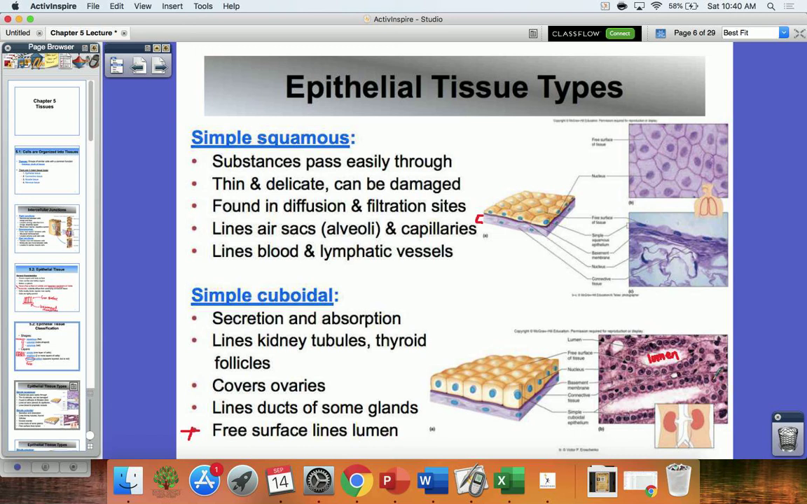Also, make sure that you make note of where these tissue types are found. Simple squamous: alveoli, in our blood and lymphatic vessels. Simple cuboidal: ovaries, kidneys, glands is where you will find these.